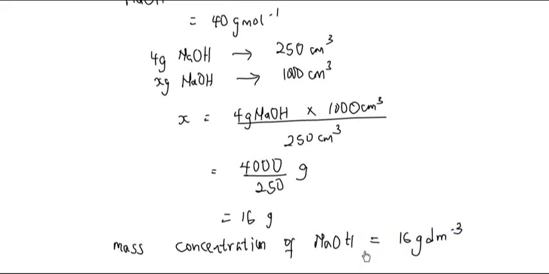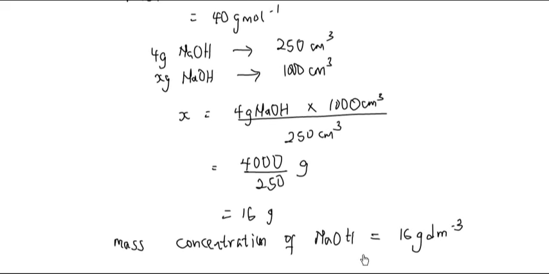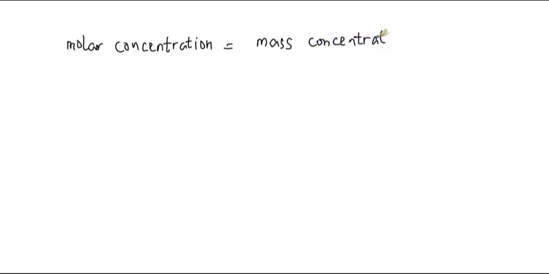So having gotten the mass concentration of sodium hydroxide and the molar mass of sodium hydroxide, then we can substitute our values and make the molar concentration the subject of the formula. So here we have molar concentration to be equal to mass concentration divided by the molar mass.